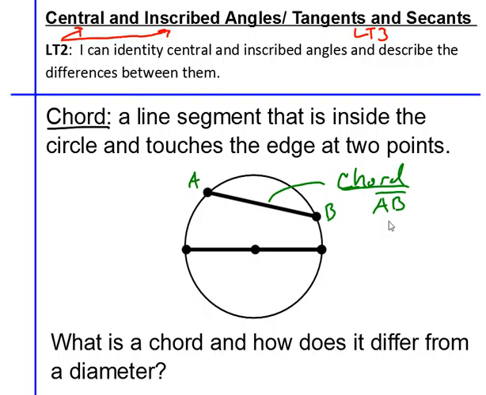How is a chord different from a diameter? Well, a diameter specifically goes through the center of the circle, whereas a chord is similar since it touches the two edges of the circle, but it does not go through the center. We don't really call the diameter a chord because it's more special than that.